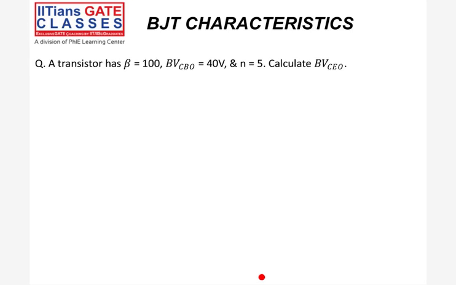So I have one question based on this. A transistor has beta equal to 100, breakdown voltage VCBO equal to 40 volts, and n is given as 5. Calculate BVCEO. Can you answer this question? How much will I get in this? Quickly answer this. I'm waiting for your answer here.